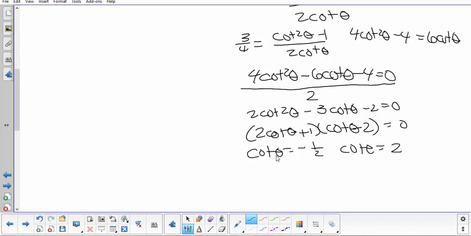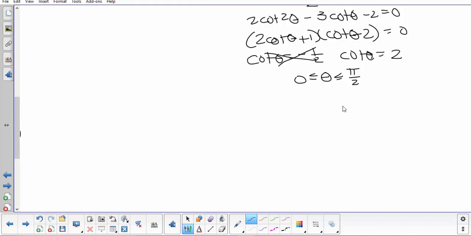When we rotate, we only discuss a first quadrant rotation. So our theta, our angle of rotation, has to be between 0 and pi over 2. So we're not going to use the negative 1/2 because that would not be a first quadrant rotation. We want to use the positive 2. Now in order to use this, we now have to draw ourselves a triangle.